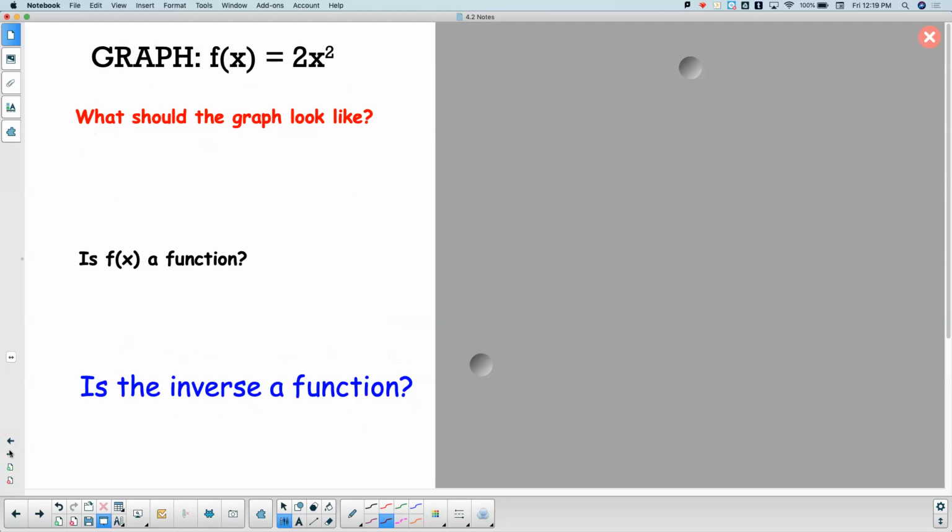For purposes of today, we are going to be sketching functions. So, my first function is 2x squared. What should that graph look like?